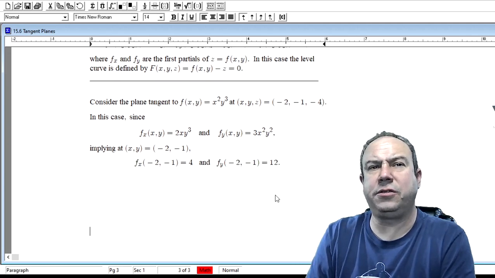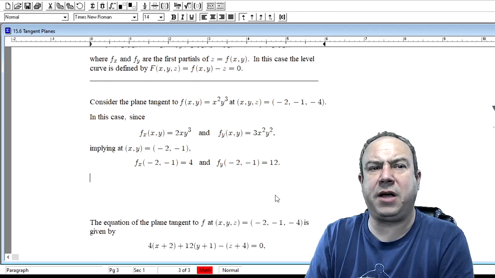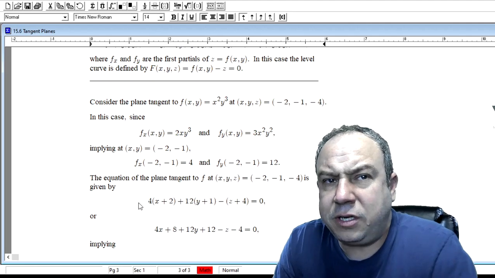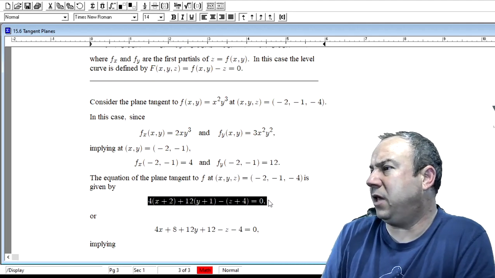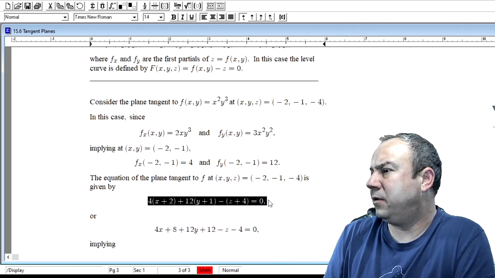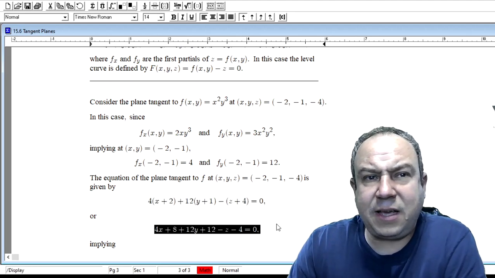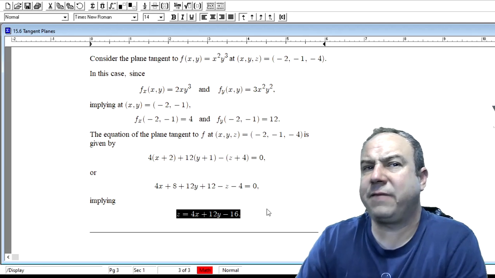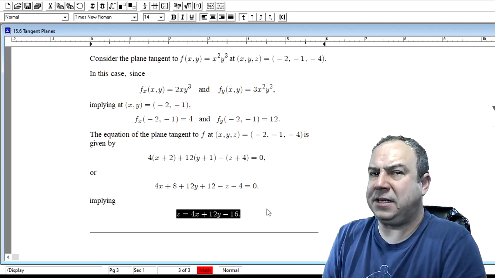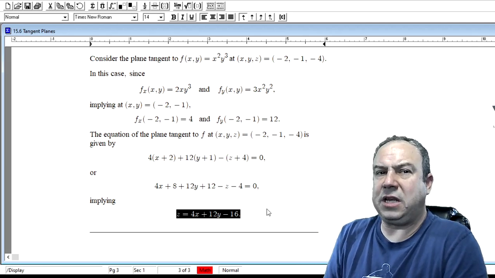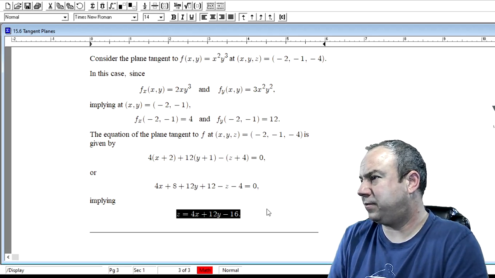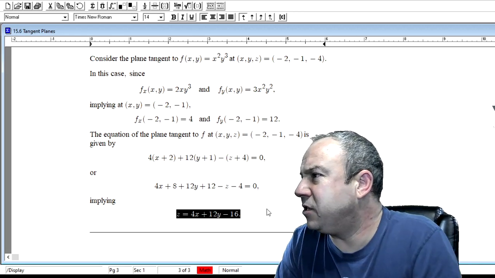Those first partials, along with our coordinate, can be plugged into our formula to develop this equation of the tangent plane, where that does simplify into this, implying that if you solve that for z, you will have this statement seen here. Z would equal 4x plus 12y minus 16 in value. Equations of tangent planes, folks.